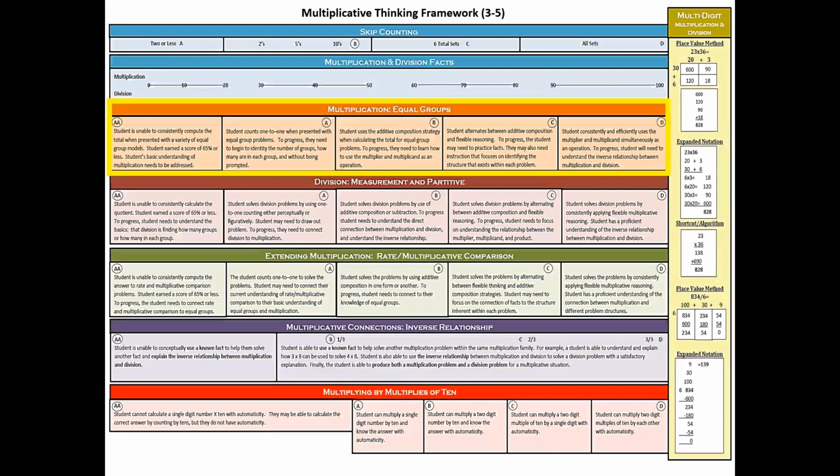Okay, so we're going to go through the multiplication equal groups part. We'll be focusing right here. Remember, today we'll go through each one of these, and we'll get to see what students look like and what the questions look like, and this will help us understand what the different levels are.